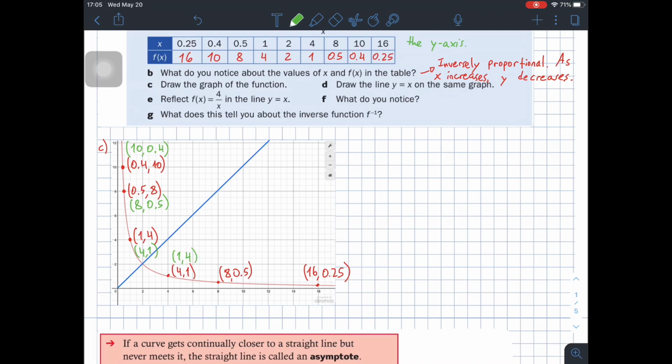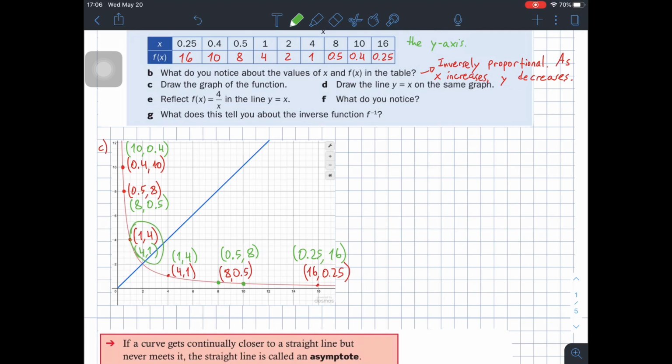1, 4. Then this would be 0.5, 8. And finally 0.25, 16. So if I plot these green points here, pay attention to what will happen. For example, 10 and 0.4 is right here. This point over here. Then 8 and 0.5 is exactly this point over here.